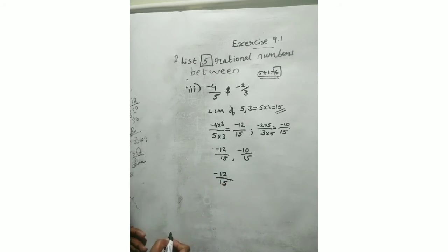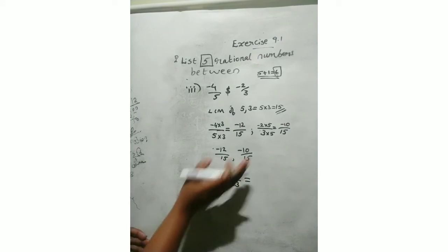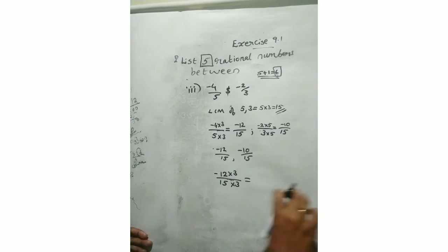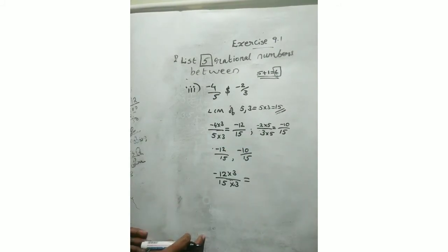We can multiply by 3. Okay, this also we can multiply by 3. Maybe we will get to 45. Okay, we can make it one as some big number. Then there will be 5 rational numbers between that, new rational numbers.